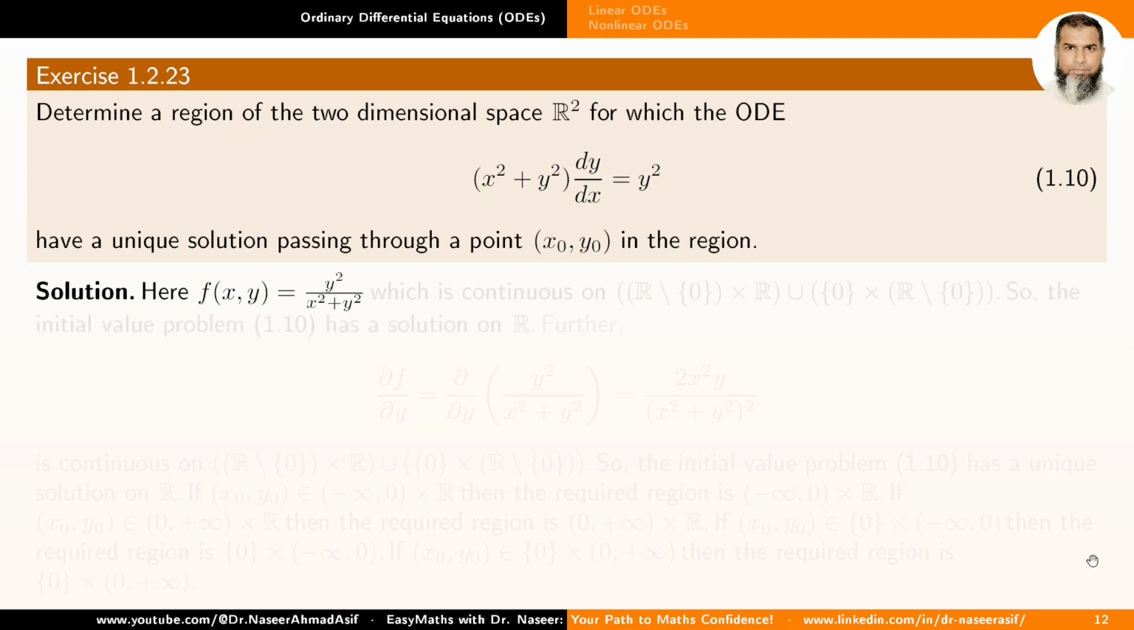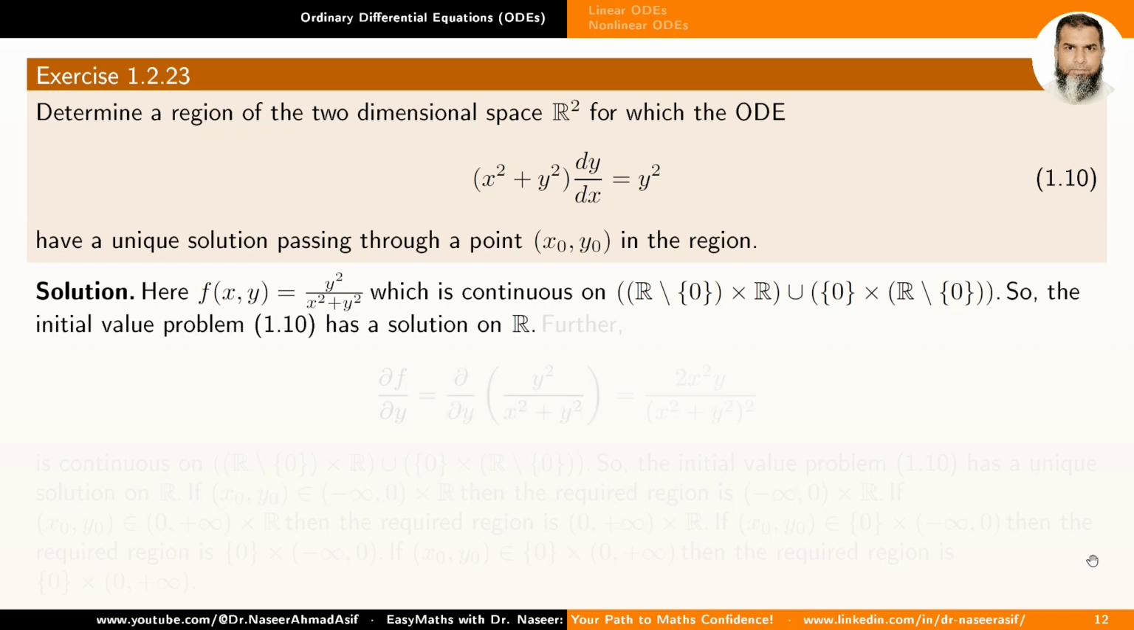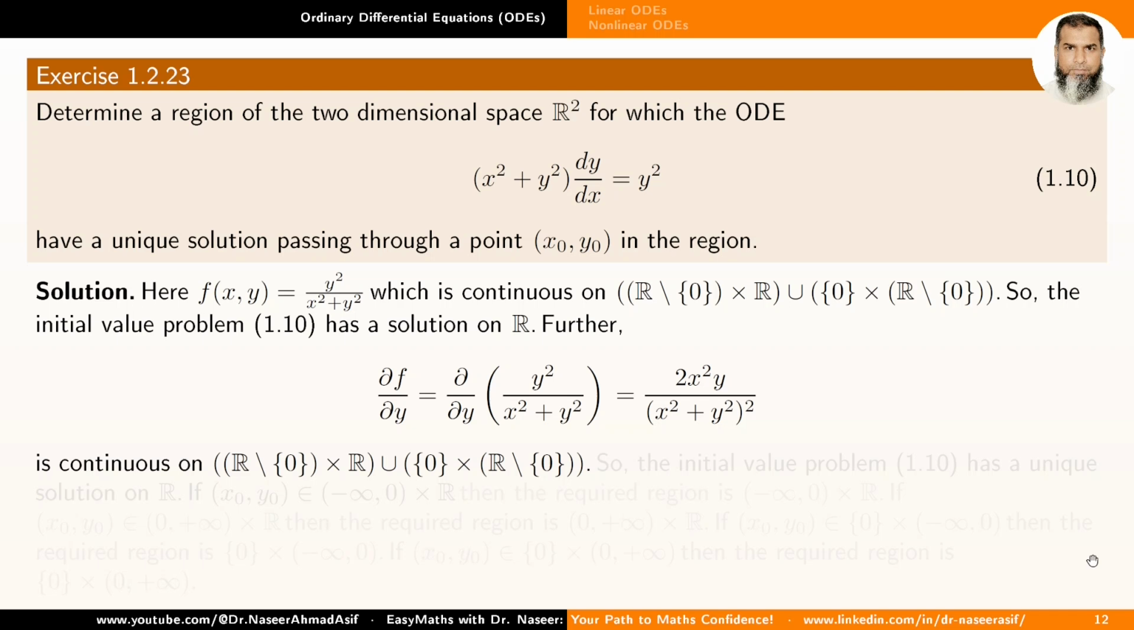Here f of x,y is equal to y square over x square plus y square, which is continuous on (R other than 0) cross R union 0 cross (R other than 0). So the initial value problem 1.10 has a solution on R. Further, partial f by partial y is equal to partial y of y square over x square plus y square, which is equal to 2x square y over (x square plus y square) square, is continuous on (R other than 0) cross R union 0 cross (R other than 0). So the initial value problem 1.10 has a unique solution on R.